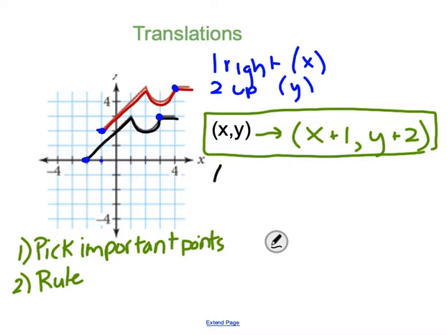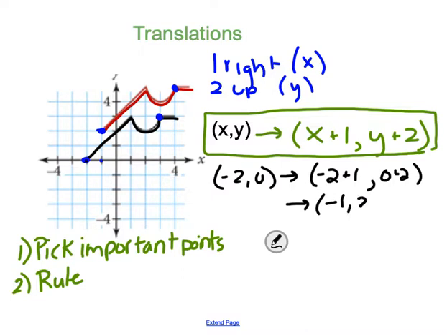Let's just check a couple. This first important point was (-2, 0). If we just plug it into the rule, x plus 1, that's -2 plus 1, and y plus 2, that's 0 plus 2, that's going to end up being (-1, 2). Well, is that where it ended up? (-1, 2)? That sure is where it ended up. Let's try one more. What was the second one? It was (3, 3).